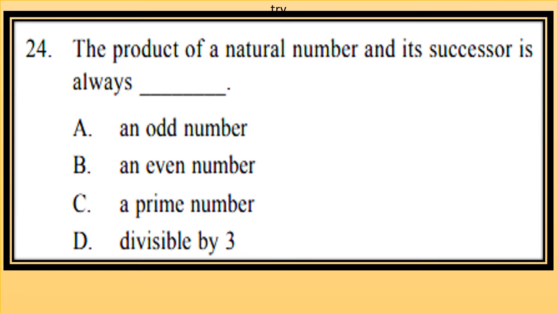The product of a natural number and its successor is always an odd number, an even number, a prime number, or divisible by 3. Now think of a natural number, suppose 2, and its successor is 3. Now 2 into 3 is 6. Now think of another natural number, suppose 5, and its successor is 6. 5 into 6 is 30. So product of a natural number and its successor is always an even number. You can take another example and check.